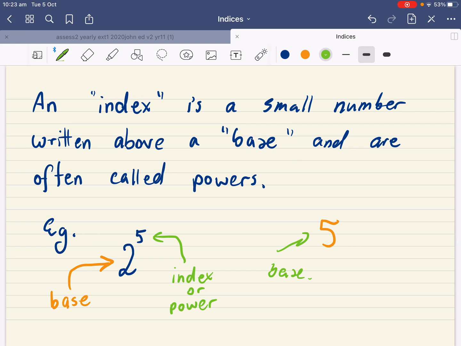It's just when the index is the number 1, we don't bother writing it. We don't need to write it. 5 to the power of 1 just means you have one lot of 5, right? So instead of writing 5 to the 1, when you're in primary school, you just left it as 5, and that's perfectly fine. We'll actually do the same.